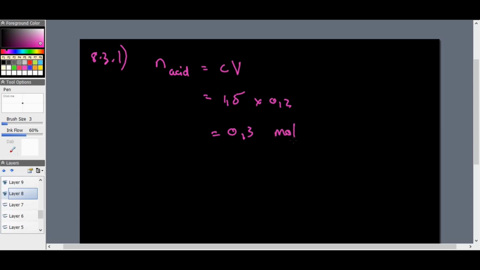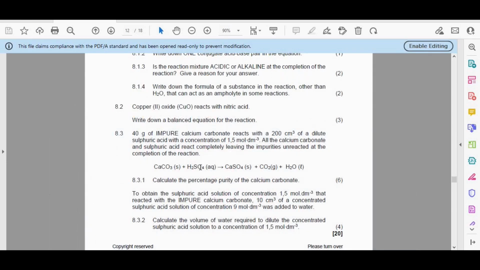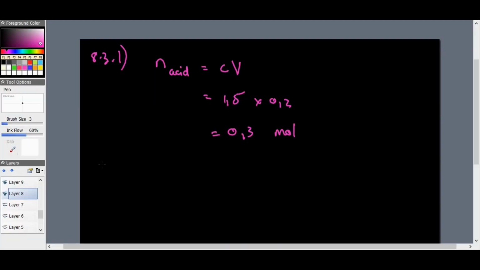Okay. Let me just check one thing out quickly. Yes, I'm right. Okay, cool. So we get 0.3 mole. Now let's calculate the mass of calcium carbonate that is used, because we've got everything in the same mole ratio. So let's calculate the mass of calcium carbonate used.